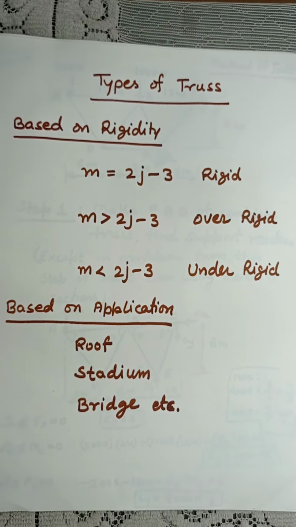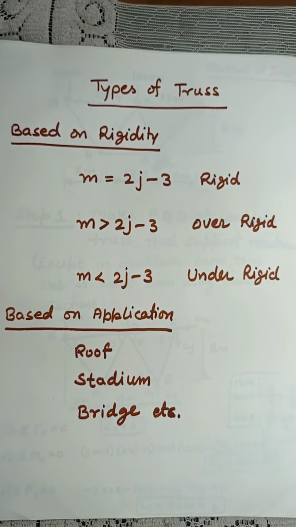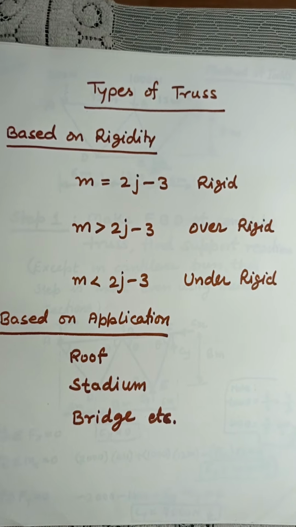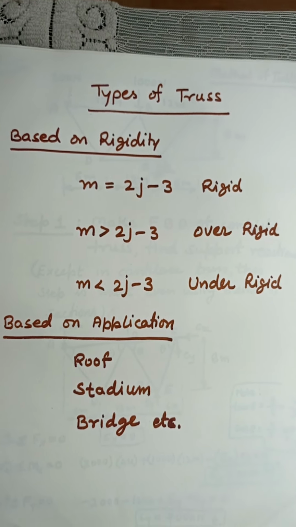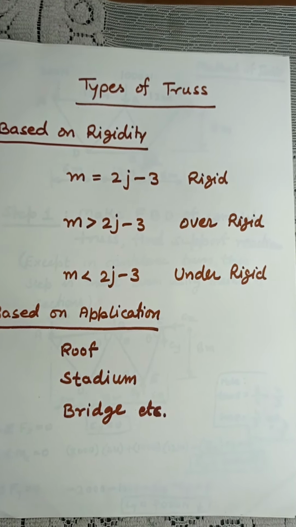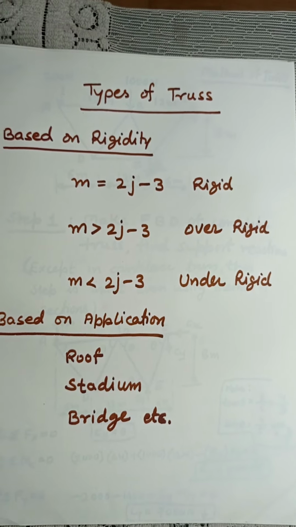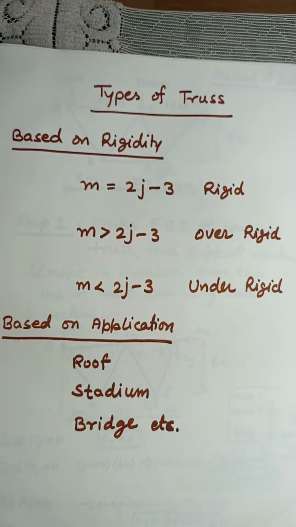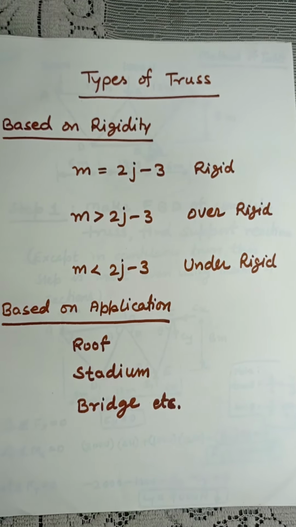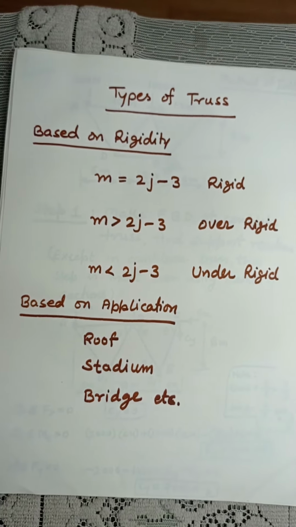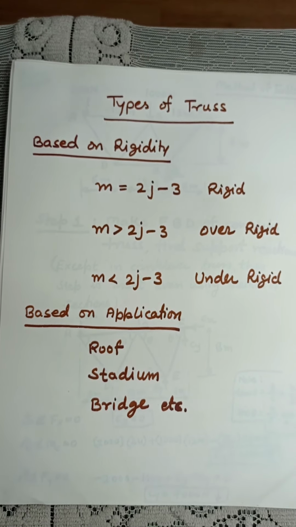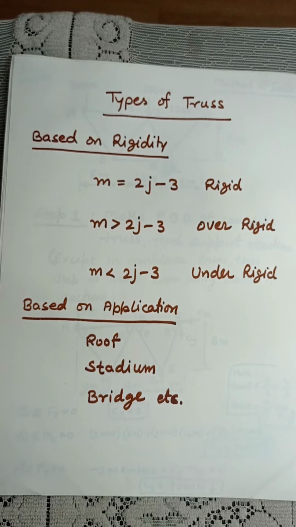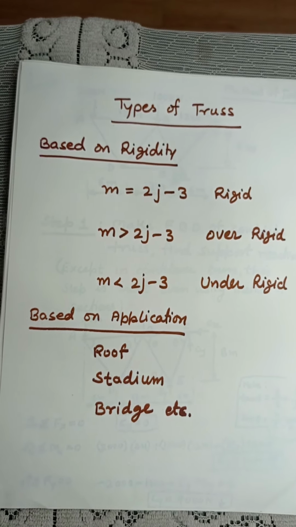Also somewhere people may use this. If M is equal to 2j minus 3, that means the number of members is equal to 2 times the number of joints minus 3. Then the truss is just rigid, that is, it is able to take the load which is imposed on it. If M is greater than 2j minus 3, it is over rigid, that is, the number of members is more than required. If M is less than 2j minus 3, it is under rigid. That means if we apply the force, the truss is going to deform under such conditions.